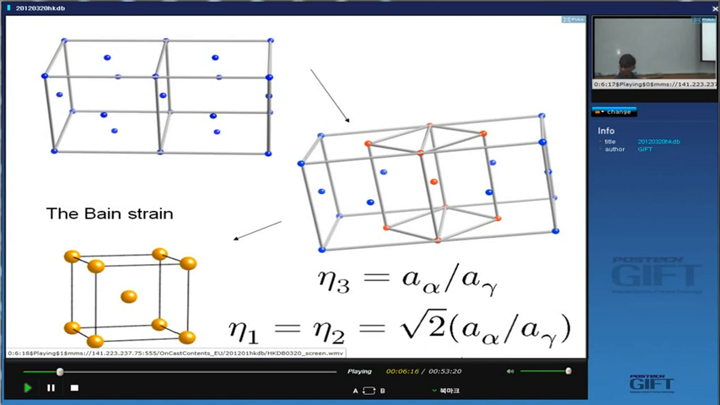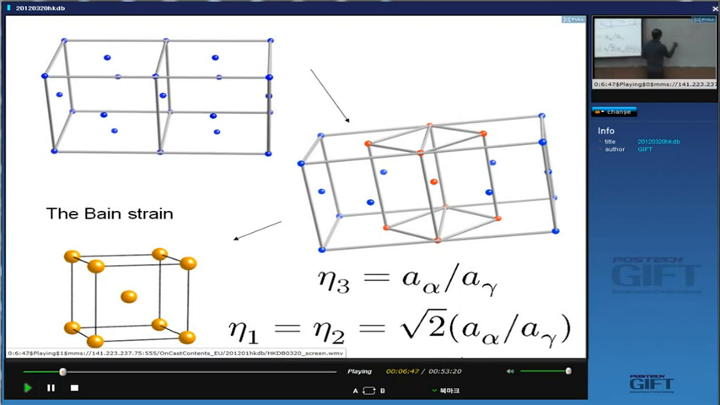Okay? So basically, the deformation which changes austenite into ferrite is straightforward. It's a compression and a uniform expansion along the other two axes. It also implies that there is an orientation relationship between the austenite and the martensite, because clearly you can see the z-axes of the two cells are parallel.